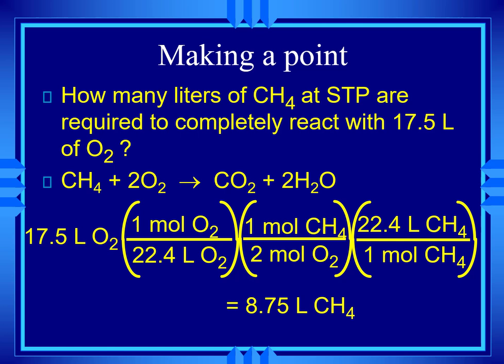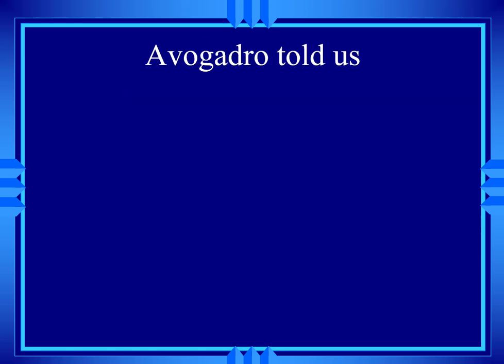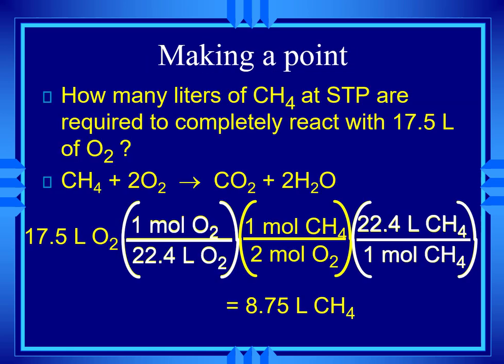Can we not just cancel out the 22.4 liters? Yep. We have basically just 17.5 divided by 2. Yes, what you're saying is that we could cancel out the 22.4 liters here and the 22.4 liters there. So all I really did was take 17.5 and divide it by 2.